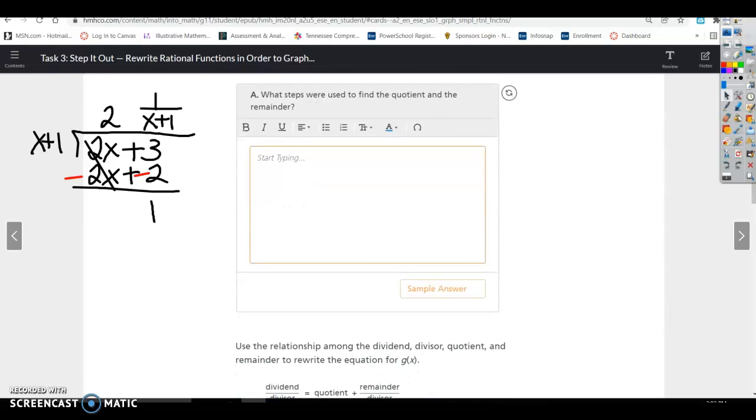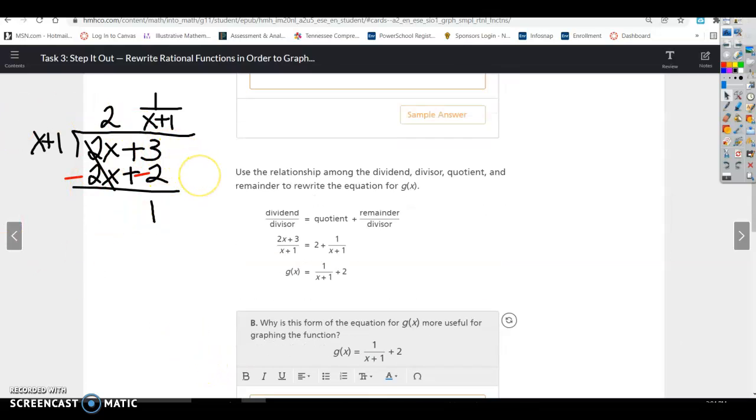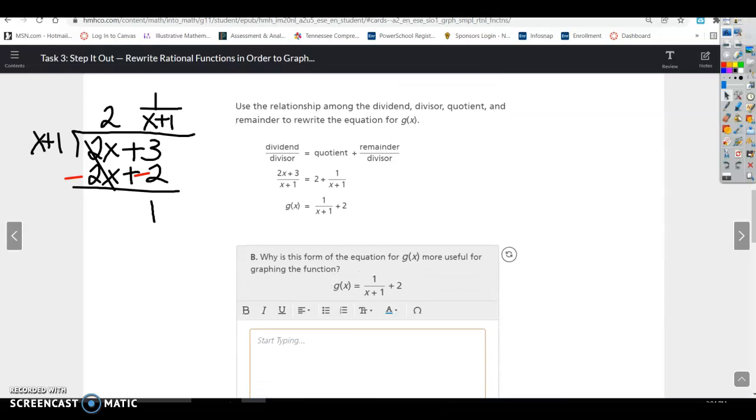What steps were used to find the quotient and the remainder? We did long division. Right here are the steps. It says use the relationship among the divisor, the dividend, the quotient, and the remainder to rewrite the equation for g of x in this way. This was given: 2x plus 3 divided by x plus 1. That was the original equation up top, g of x. And now we have 2 plus the remainder, so our quotient plus our remainder over divisor.